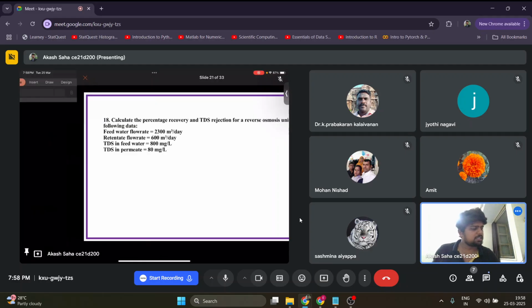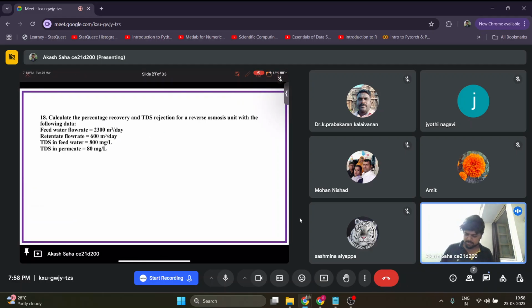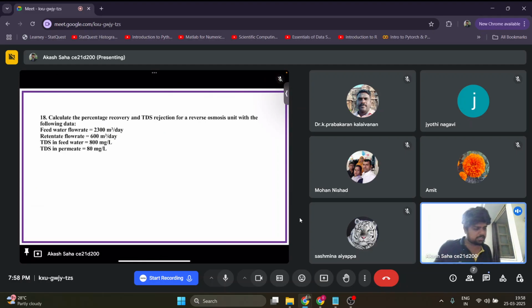So this is a question based on membrane filtration, cross-flow membrane filtration rather. It says to calculate the percentage recovery and TDS rejection for a reverse osmosis unit with the following data. We have the feed water flow rate, the retentate flow rate, the TDS in the feed water and the TDS in the permeate. So we have to calculate the percentage recovery and the TDS rejection.